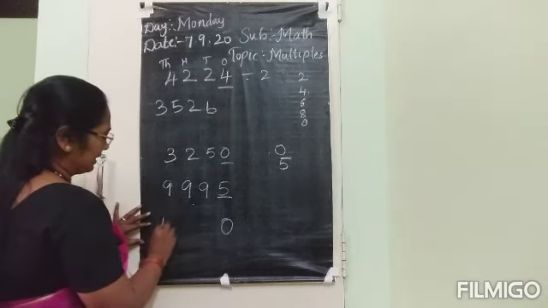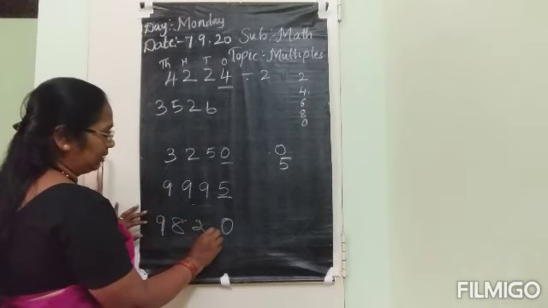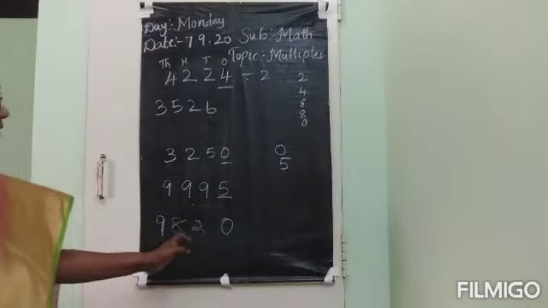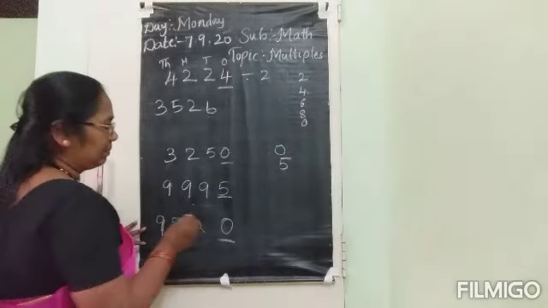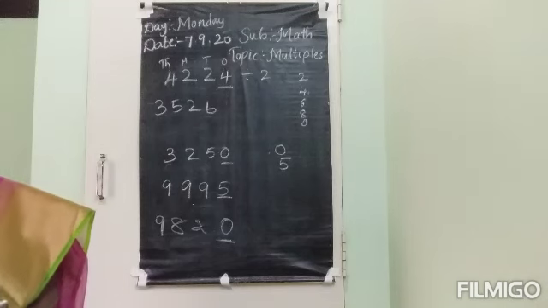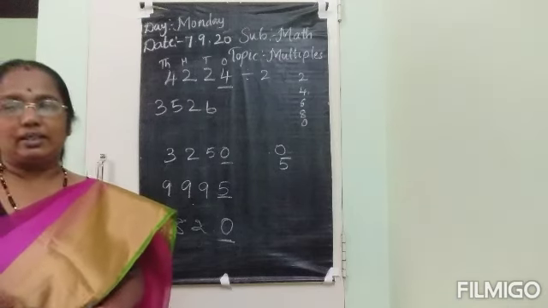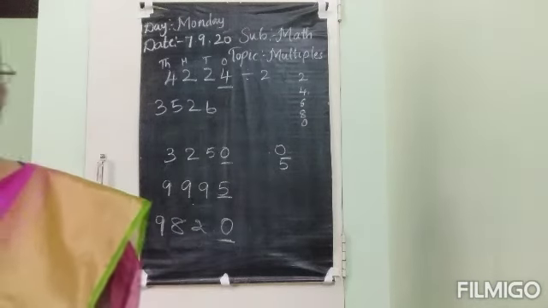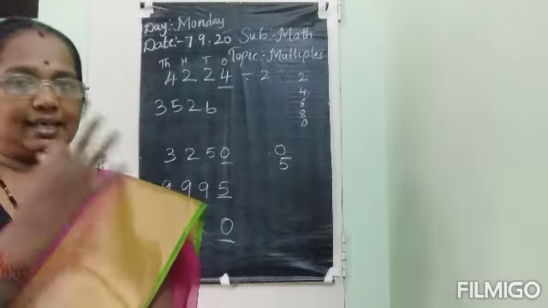For example, 9,820. Yes, we say it is divisible by 10 because it has 0 in the ones place. So, I think you all have understood the test of divisibility rule for 2, 5 and 10.